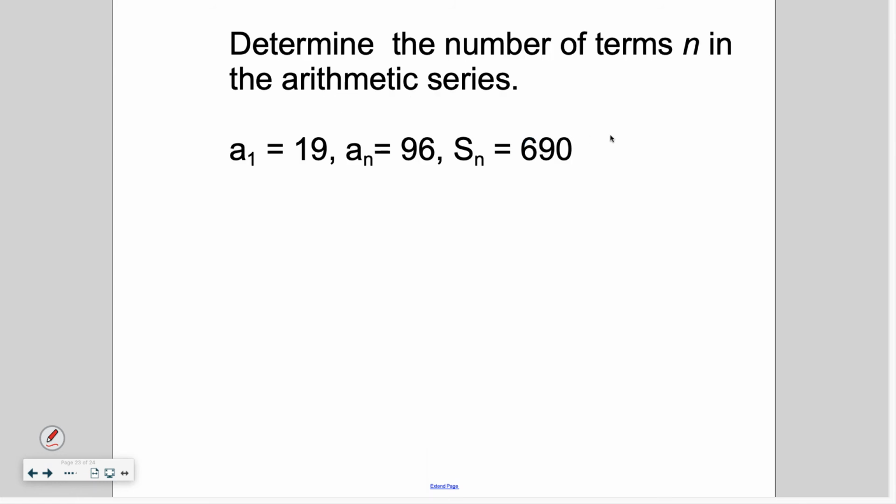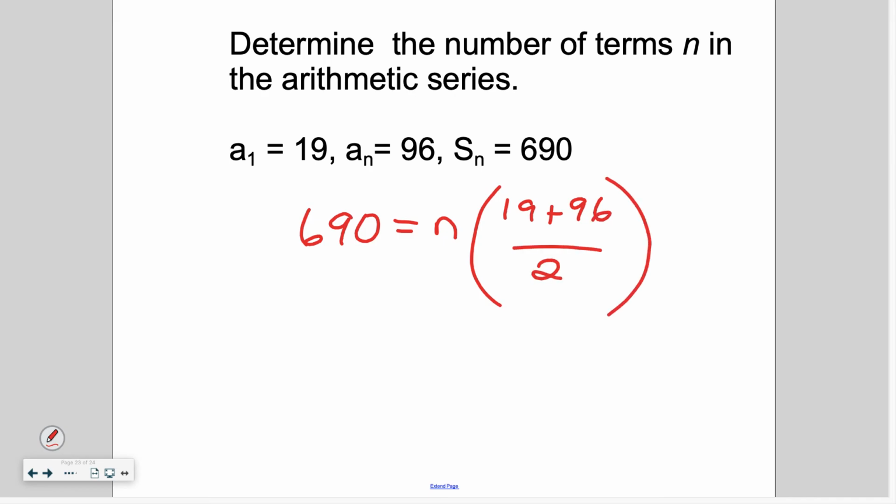But I want to cover this one because they give us our first term, they give us our last term, and they give us the sum. So which part are they missing? The n. So you still have to plug things in. Everything we know we can plug in. So it's going to be equal to 690. But we don't know n. So we have 19 plus 96 divided by 2. Now can we pretty easily solve this thing for n? Yeah, simplify the parenthesis, divide it over, and we're going to get our n.